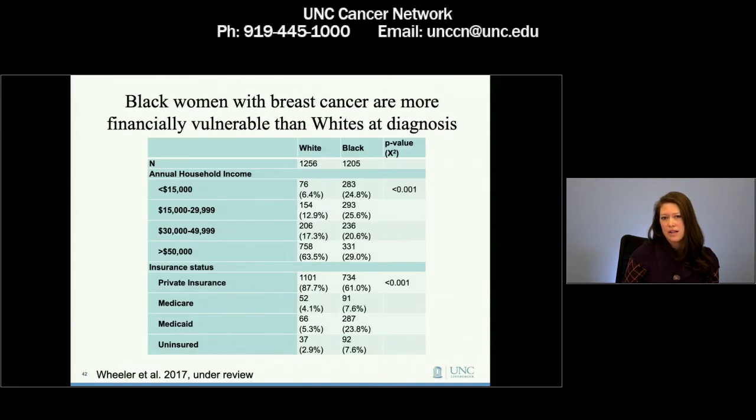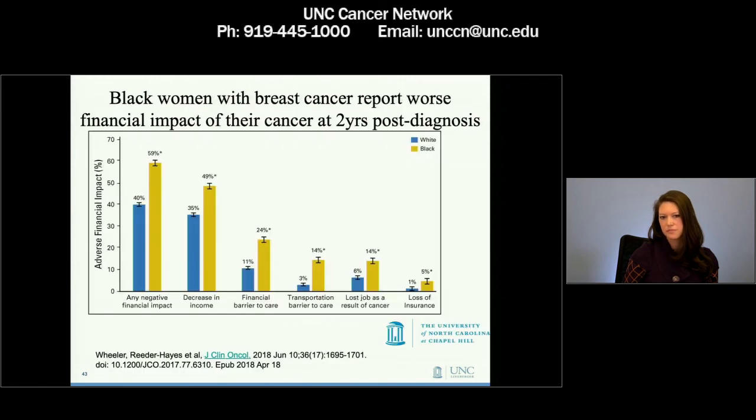So in our data, in the Carolina Breast Cancer Study data, we really tried to understand both the post-diagnosis experience of the financial impact of cancer, but we also needed to understand how financially vulnerable this population was at baseline, because that's an important predictor of financial outcomes. And at baseline, we do see that Black women had lower household incomes overall. They were more likely to be uninsured or publicly insured and less likely to have private insurance.